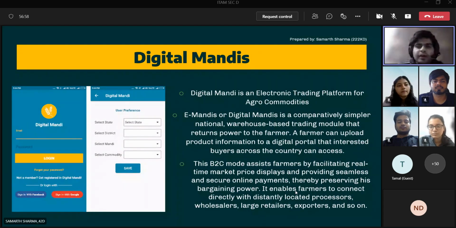So, Digital Mandi is an electronic trading platform for agro commodities, as the name suggests. And this B2C model assists farmers by facilitating real time market price displays, providing seamless, secure online payments, thereby preserving their bargaining power. It enables farmers to connect directly with distant located processors. So, their area and geography is not limited by this, and can be expanded further as well. Next we are going to talk about drones, and it would be taken up by Lokesh.